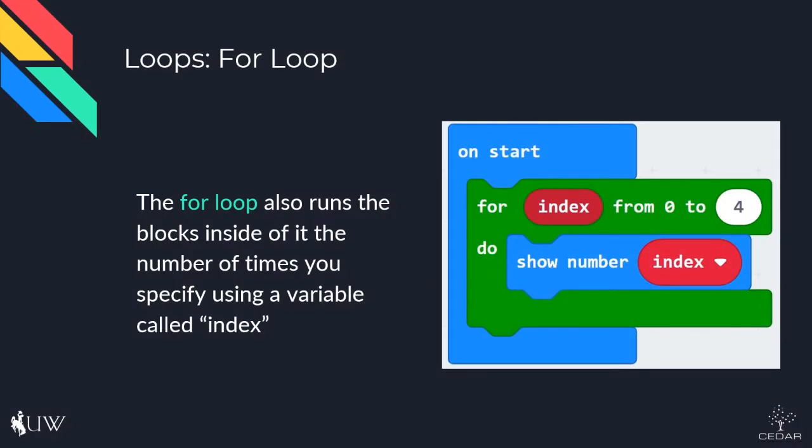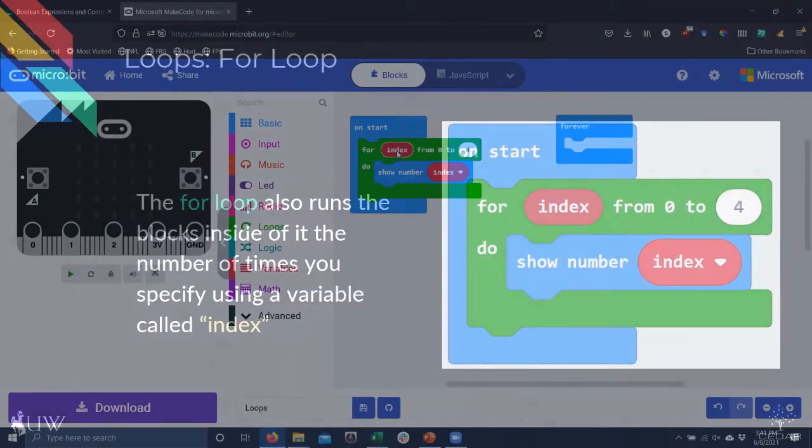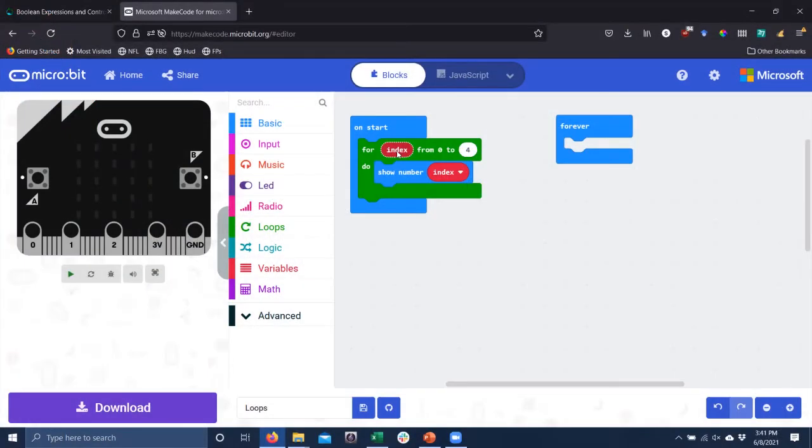The for loop is similar to the repeat loop because it also runs the blocks inside of it the number of times that you specify. However, for loops have a special variable called index. The index value automatically increases at the end of each loop. The loop stops once the desired value is reached. In this example, we display the index value, which starts at 0 and goes up to 4.